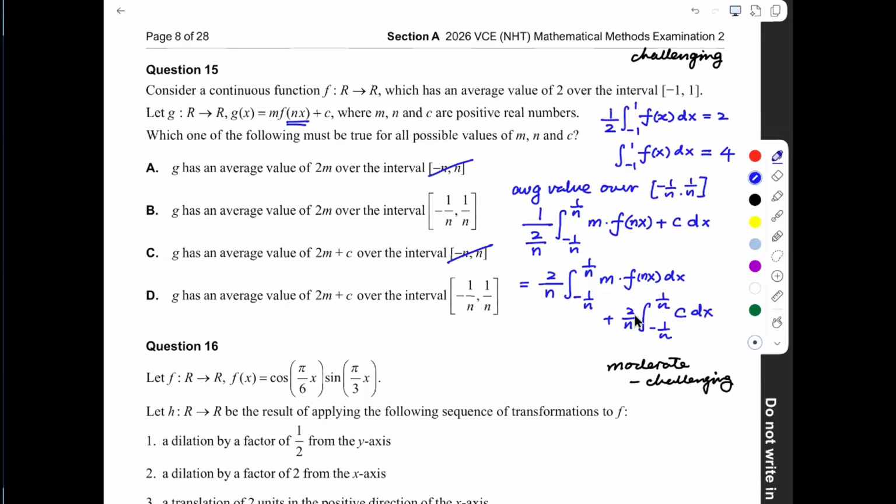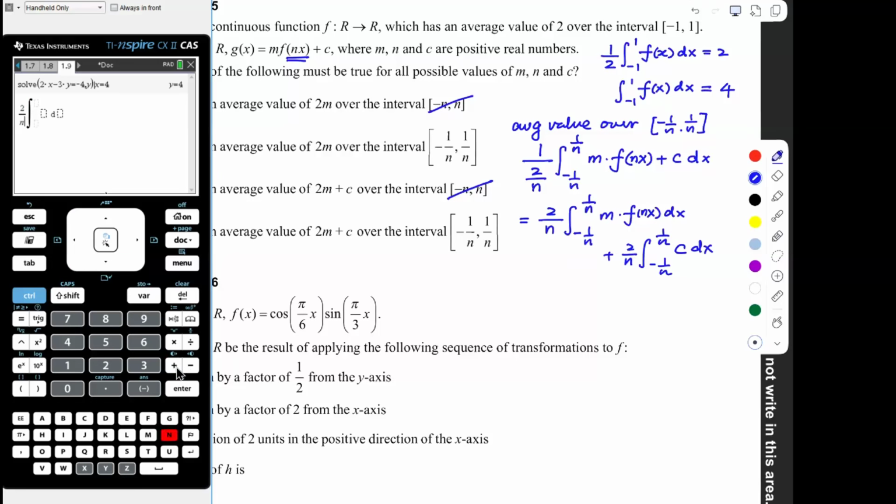So actually, I'm running out of space here, so I'll just rub this out. For the second integral, you can compute that with your CAS calculator, or if you wish, you can do that by hand, but just to save a bit of trouble: the integral from minus 1 over n to 1 over n of 2c dx. So that is 4c over n squared, okay?